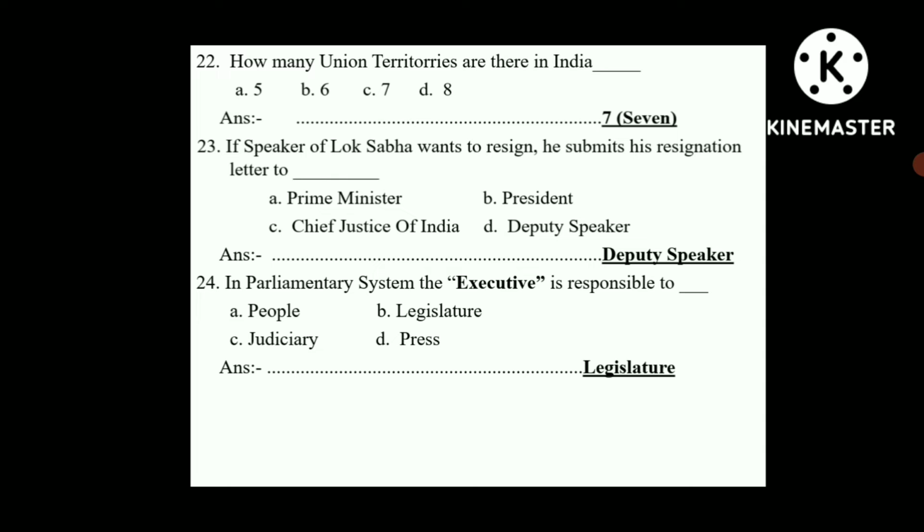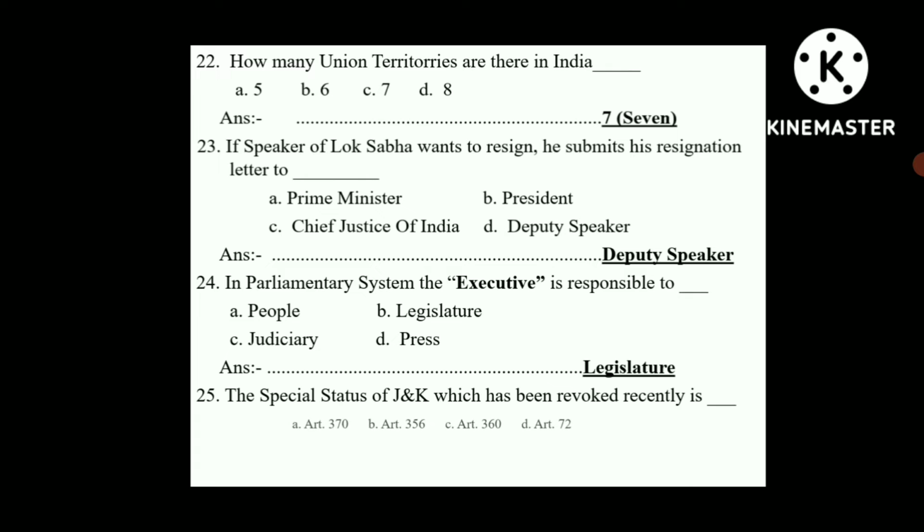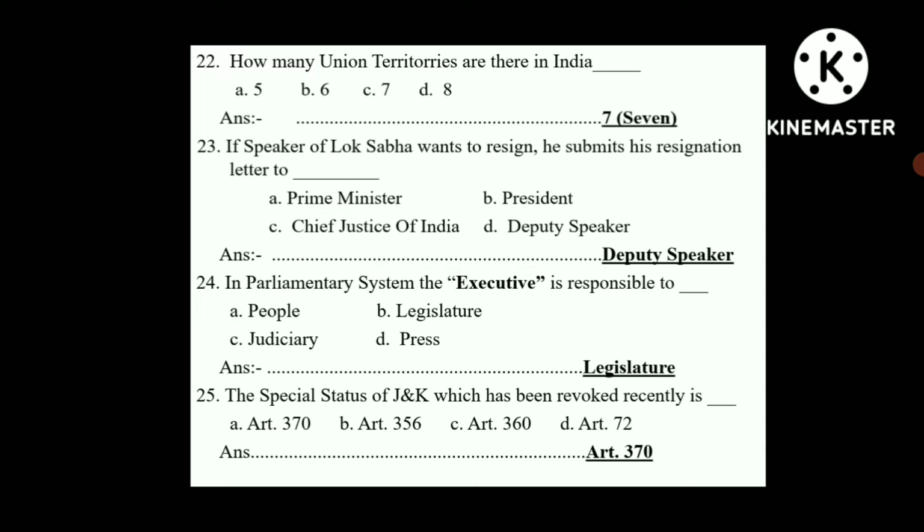Coming to 25th question, the special status of Jammu and Kashmir, which has been revoked recently. A very recent development regarding the status of the state Jammu and Kashmir. Now it has been bifurcated into Jammu and Kashmir, and they are not states now but have become union territories. So the article relating to this is 370, 356, 360 or 72. The special status of JK that has been revoked is Article 370.